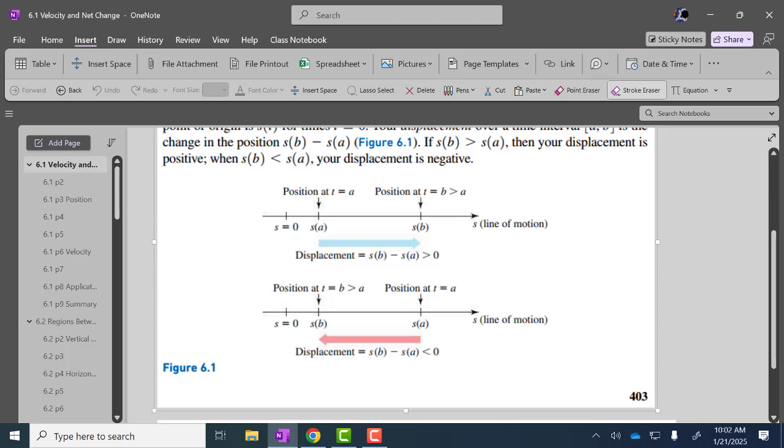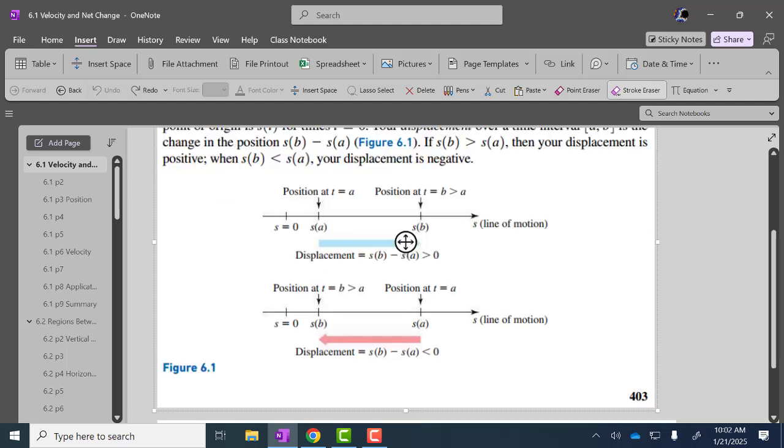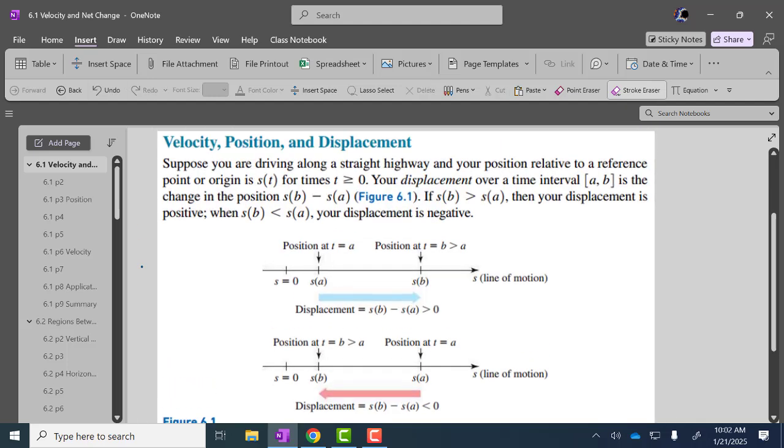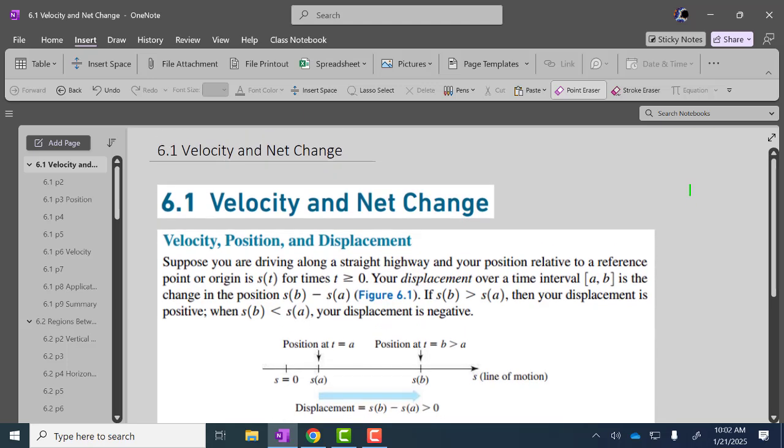Okay, so let's go ahead and get started with the math. The first topic, we are going to be looking at some things that most of you have probably already have some experience with. Things like position, velocity, and acceleration. Maybe not all of you have had physics, but at least these concepts should be semi-familiar.